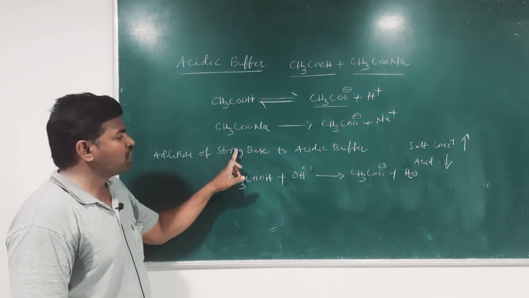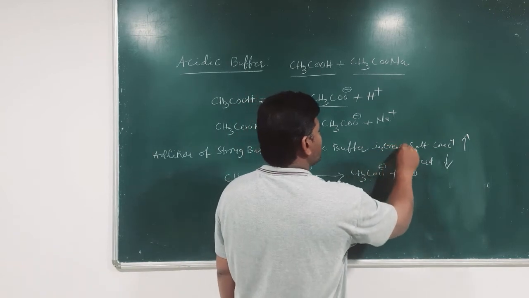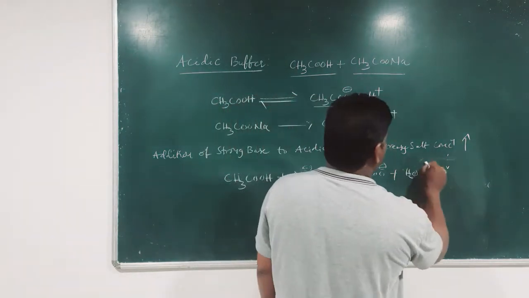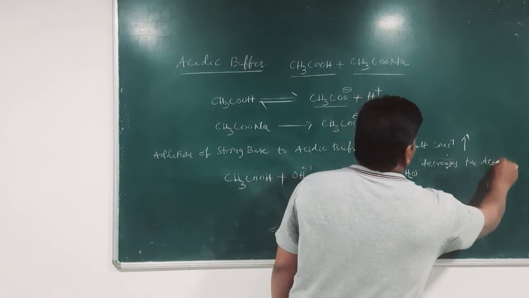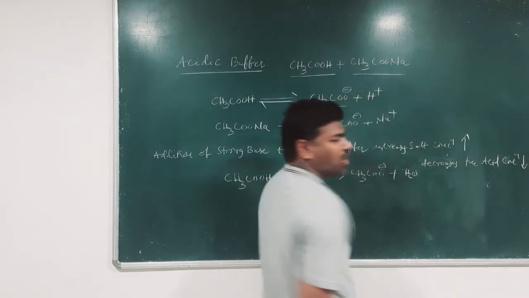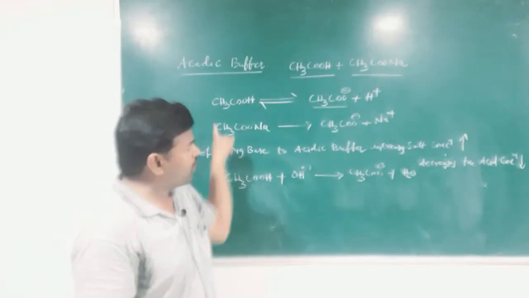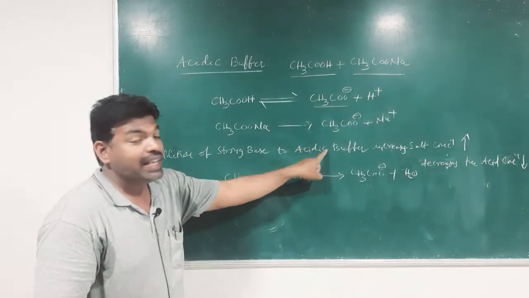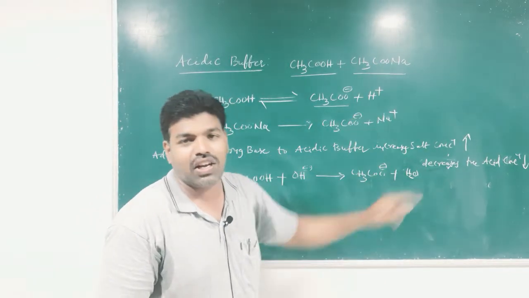So addition of strong base to acidic buffer increases the salt concentration and decreases the acid concentration. From these reactions, it is evident that addition of strong base to acidic buffer increases the salt concentration and decreases the acid concentration.